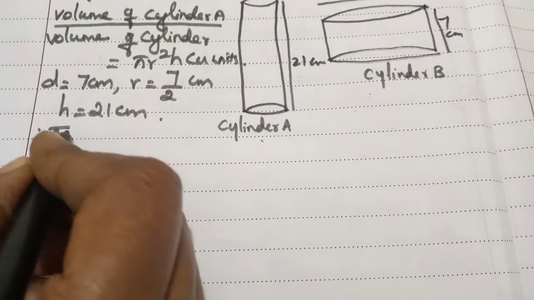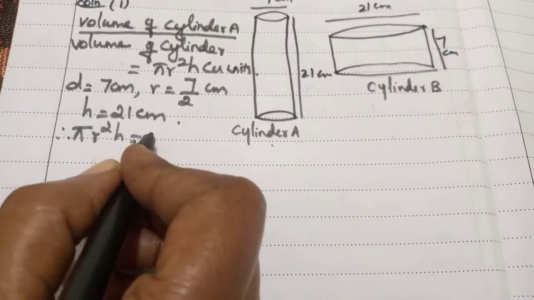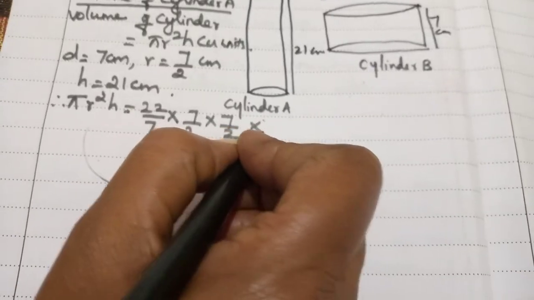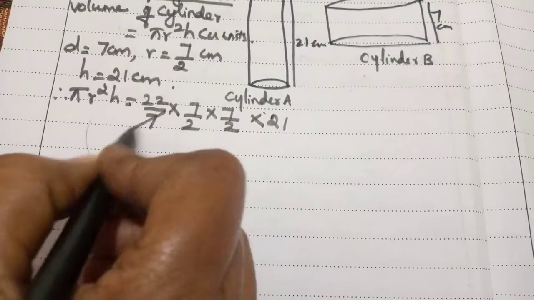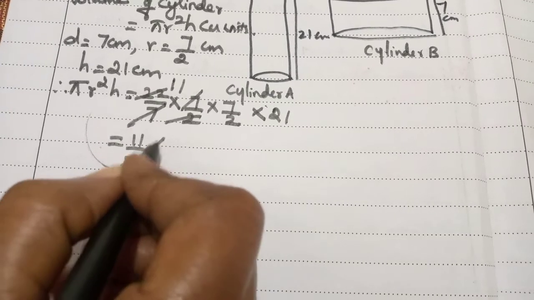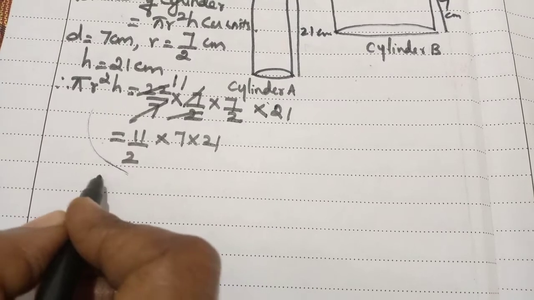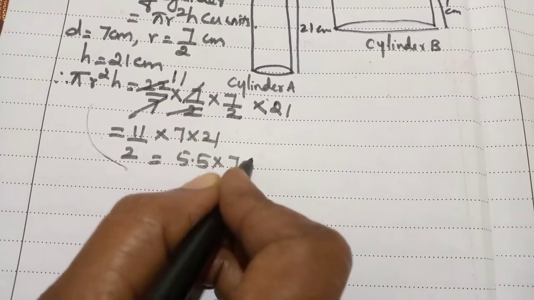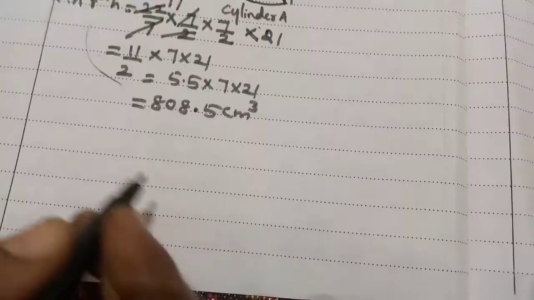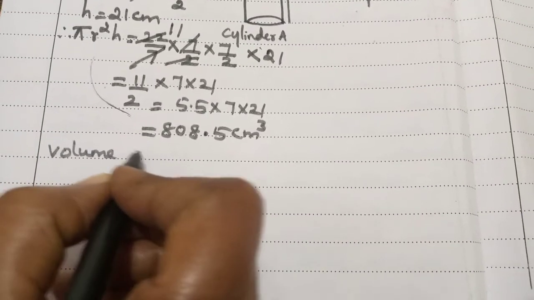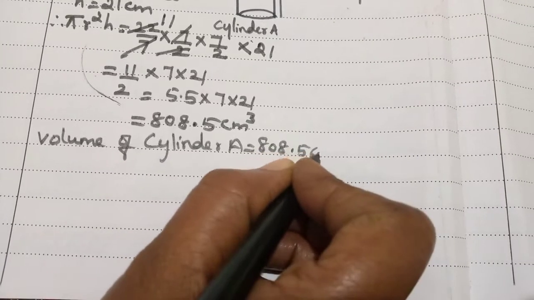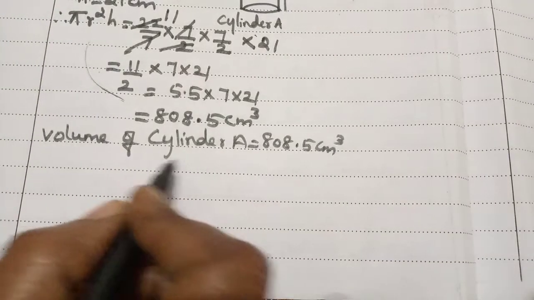So therefore volume is pi r square h, which is equal to 22 by 7 into r square, 7 by 2 into 7 by 2, into the height value, 21. Here 7 can be cancelled. 2 and 22 can be cancelled, giving 11. So 11 by 2 into 7 into 21. 11 by 2 is 5.5. 5.5 into 7 into 21. We get 808.5 centimeter cube. Okay, volume of cylinder A is 808.5 centimeter cube.